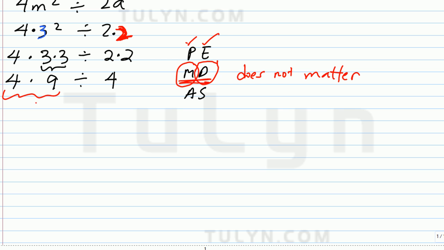So 4 times 9 is 36, right? Go ahead, divide by 4. What is 36 divided by 4? 9. Correct. And we are done with this problem.